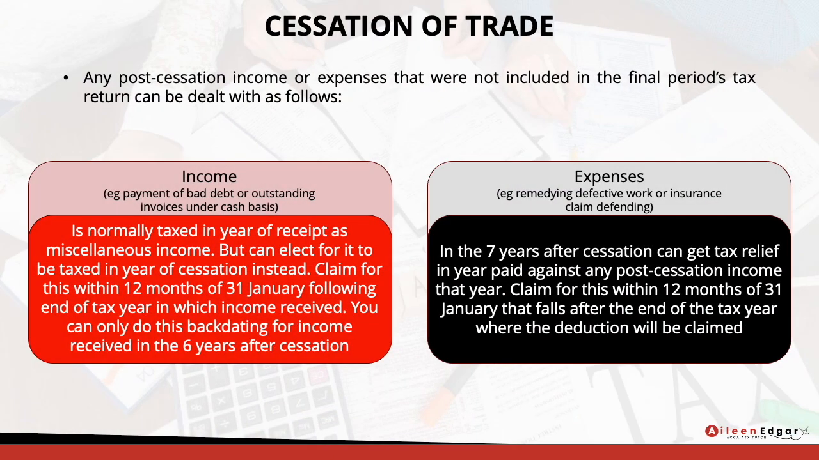There might be some post-cessation income or expenses that were not included in the final period's tax return. For income, we would tax that in the year of receipt as miscellaneous income. But you can elect for it to be taxed in the year of cessation instead. Expenses in the 7 years after cessation can get tax relief in the year that they were paid against any post-cessation income that year. Claims need to be made for both post-cessation income and post-cessation expenses.